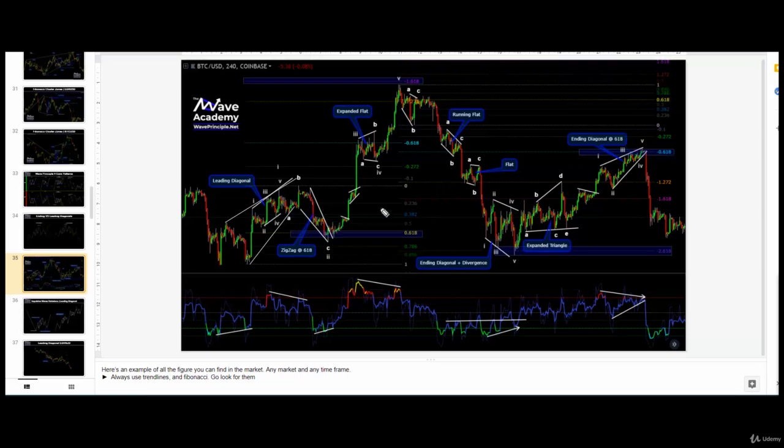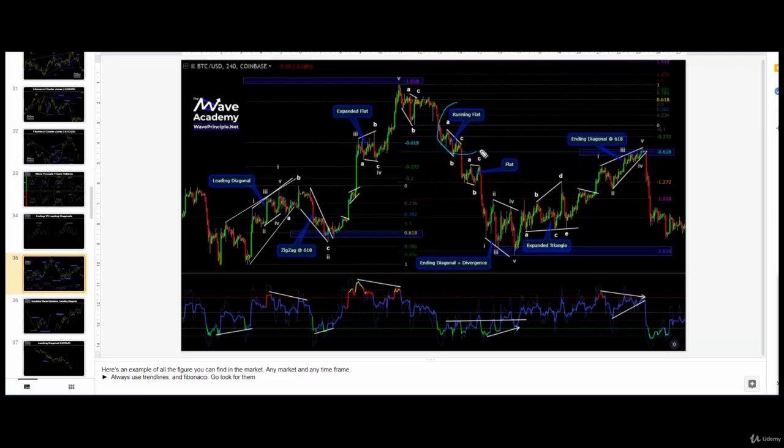And not all diagonals can be counted like 1, 2, 3, 4, 5. Maybe you just don't have to count it, but just watch the patterns, watch the figures like this one. This is a zigzag. It could be like 1, 2, 3, 4, 5, but it has a little more smaller movement here, so it's like 1, 2, 3, 1, 2, 3, 4, 5. And here you have an ending diagonal inside a zigzag. But don't stress too much on that. Just watch the patterns, mark the trend lines, and see how the shapes look on a chart, as you can see here in this chart.